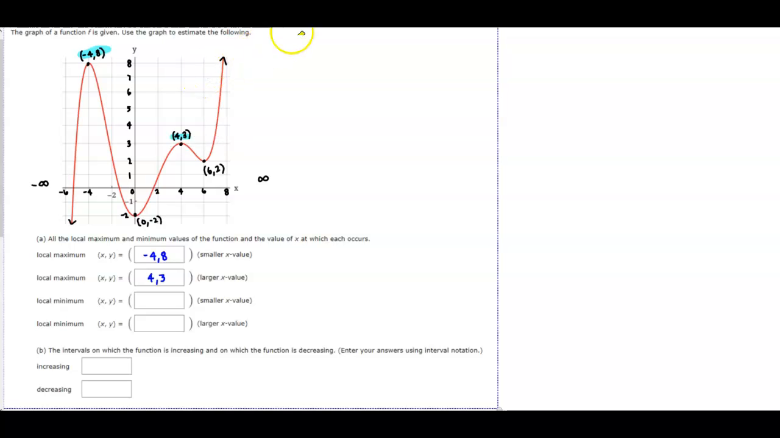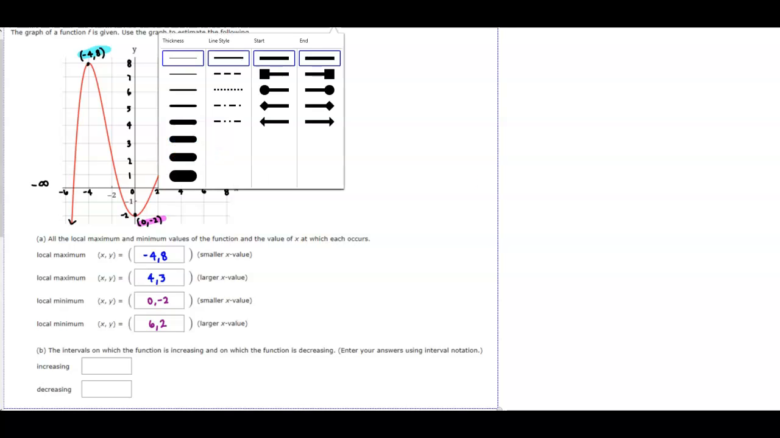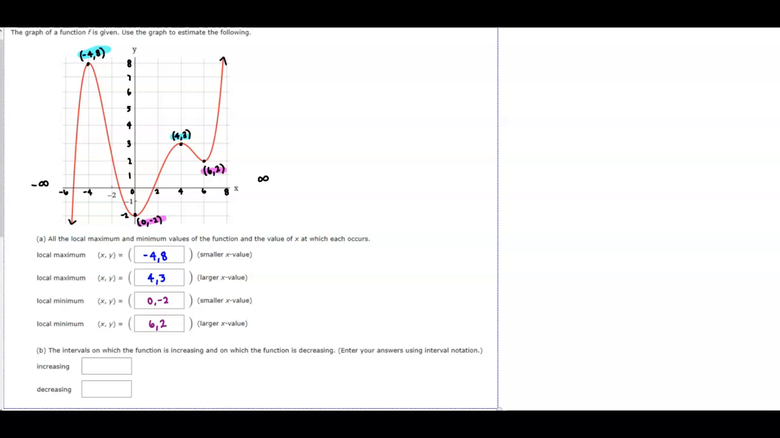Now we want to find the local minimums. We have one at (0, negative 2), and the other one is at (6, 2). Again, according to the question, they want us to put in the smaller of the x values, so 0 is smaller than 6. That means we have (0, negative 2) for the first local minimum, and then (6, 2).